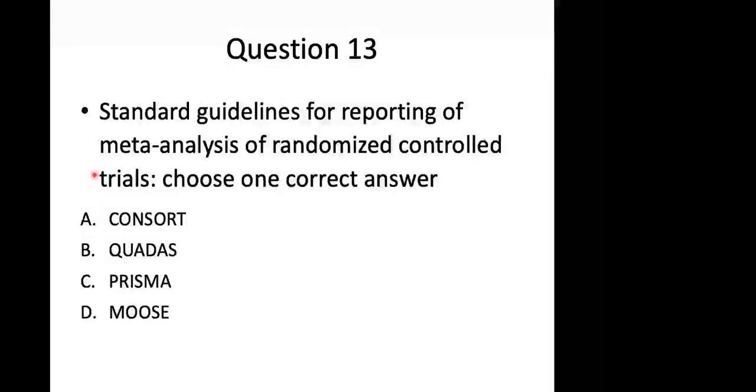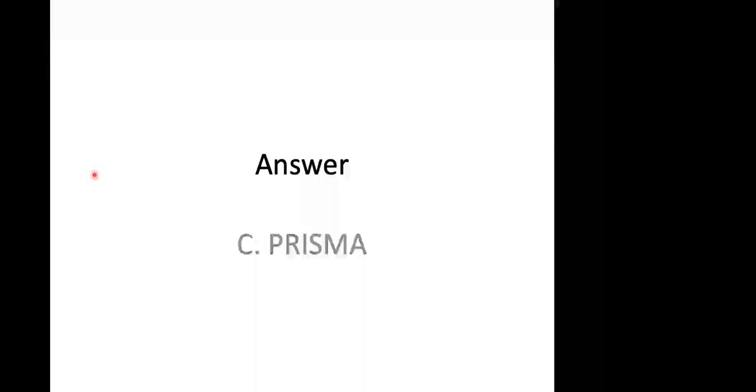Question number 13, standard guidelines for reporting of meta-analysis of RCTs. Which is the guideline you choose: Consort, Quadas, Prisma, or Moose? There are various guidelines on how to report studies: RCTs, meta-analyses, epidemiological studies, diagnostic studies. We need them to cross-check whether the methodology and the results are correct or not. So for critical appraisal, there are various guidelines. Out of these, for meta-analysis of RCTs, one uses Prisma.